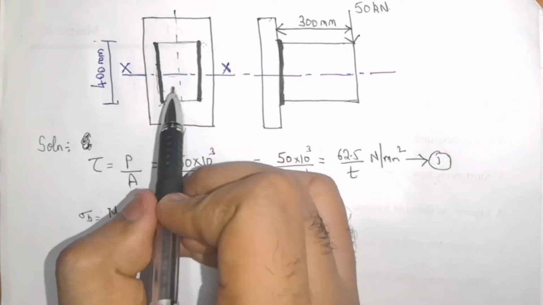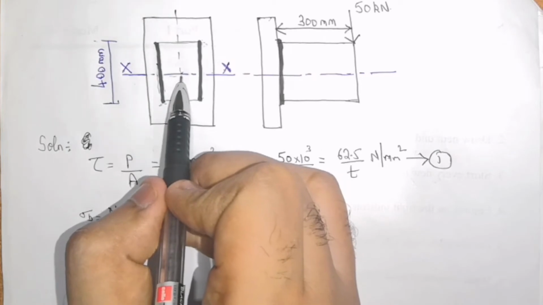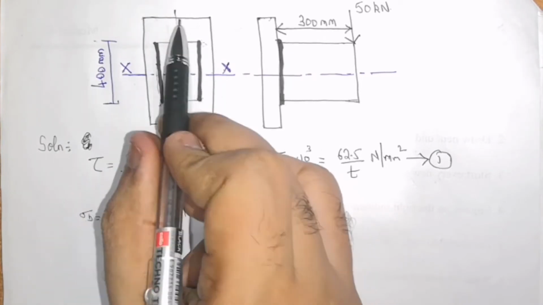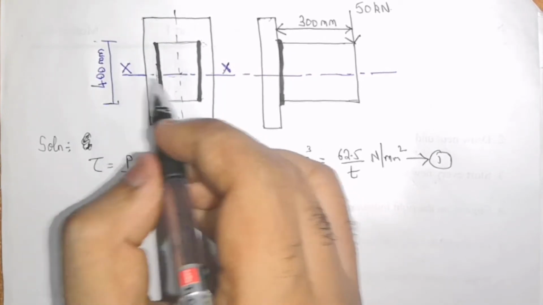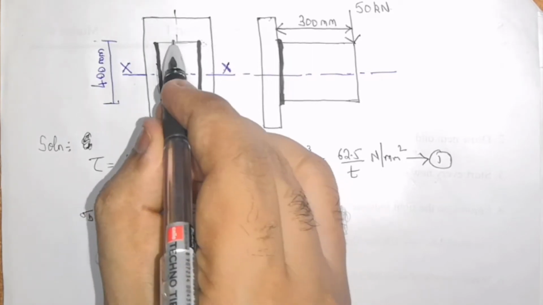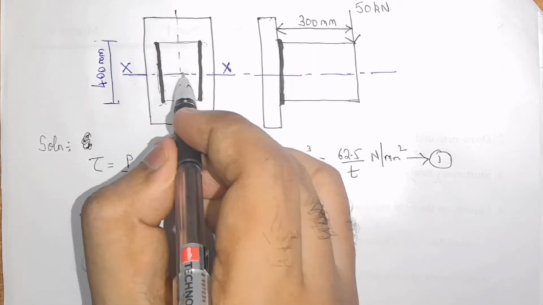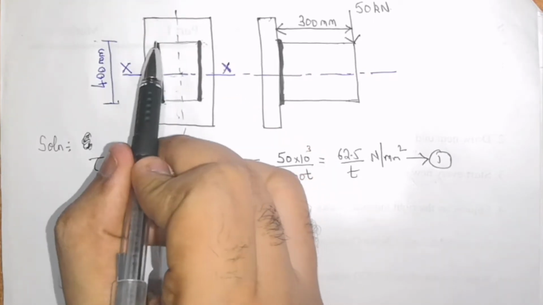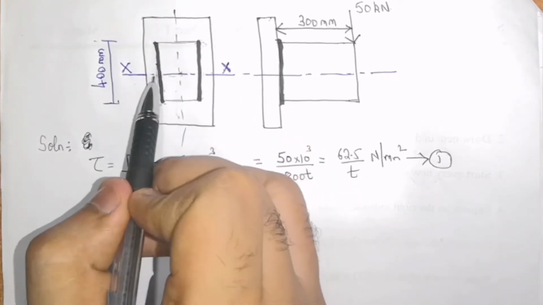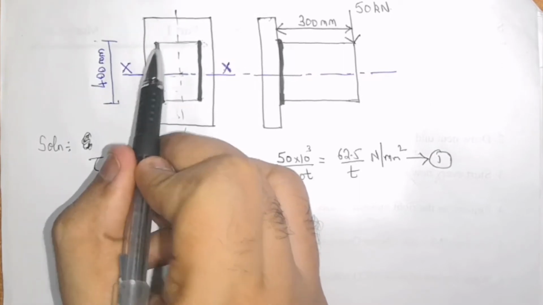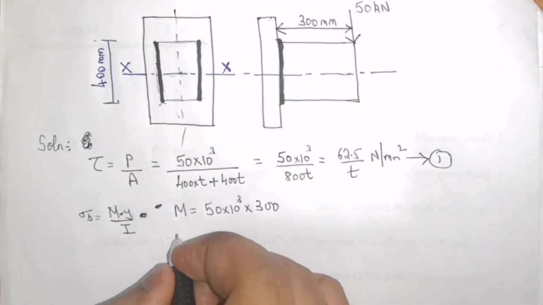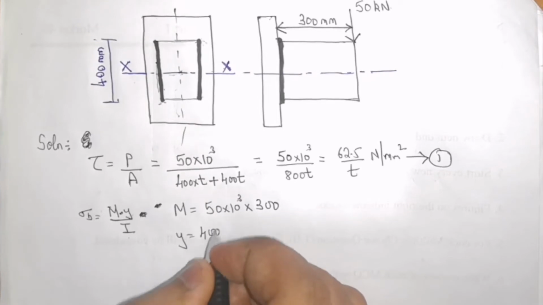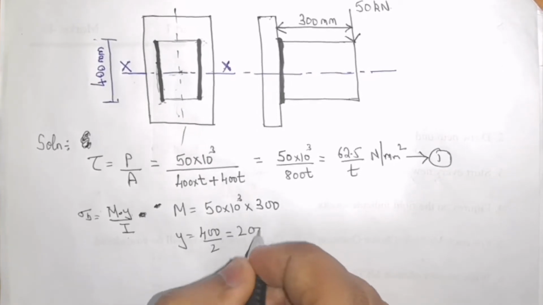From the figure we can see that this is my CG, exactly at the center, because the figure is symmetric about both the axes. So from the CG, the farthermost point is this. In the y direction, the distance of this point from the CG will be 400 divided by 2, that is 200. So I will write y is equal to 400 by 2, that is 200 mm.